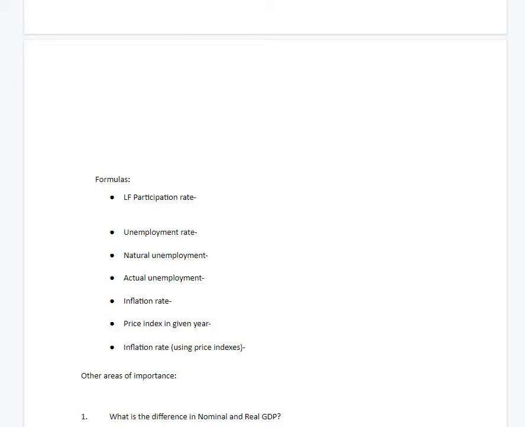The inflation rate is the price level in year 2 minus the price level in year 1, divided by the price level in year 1, times 100.